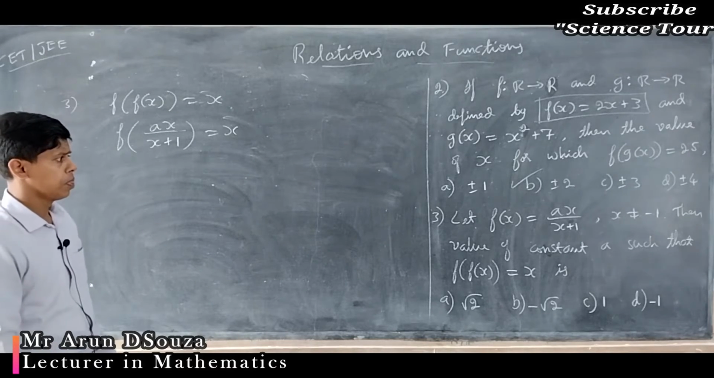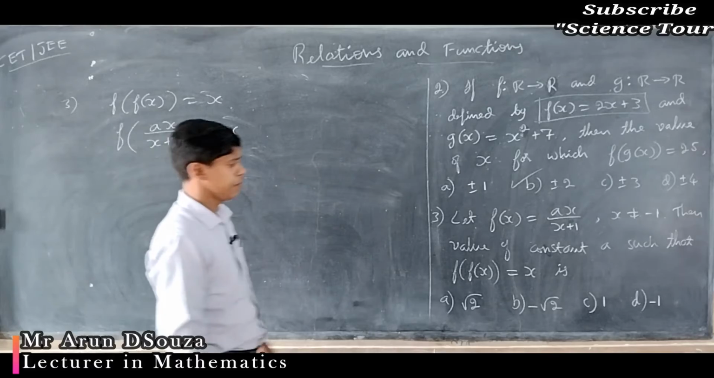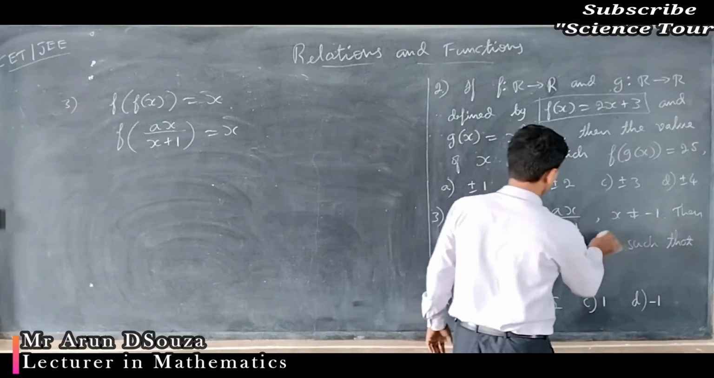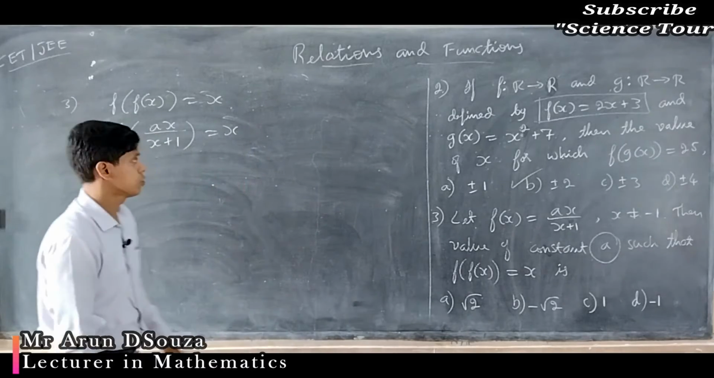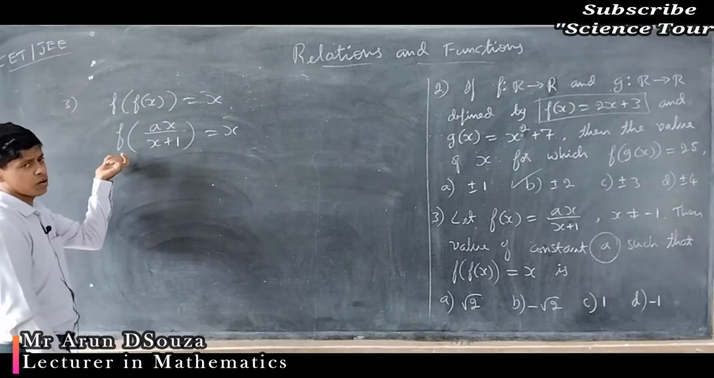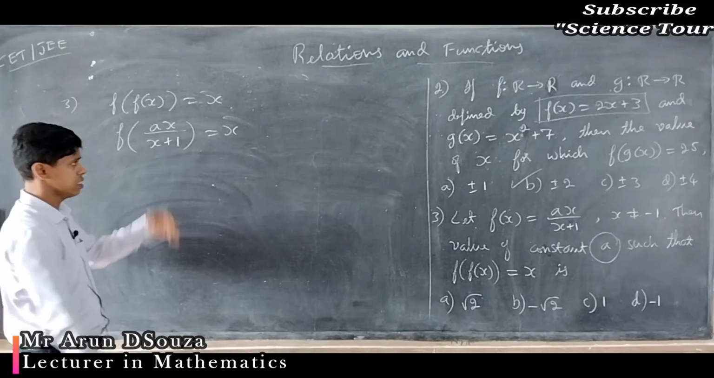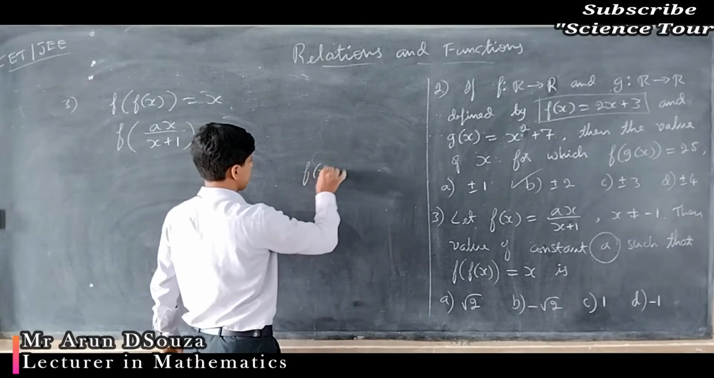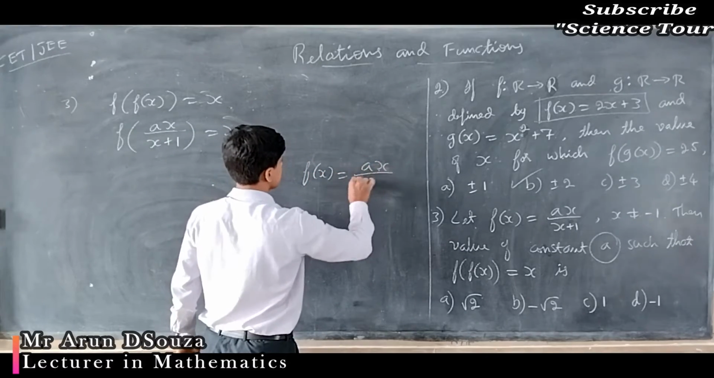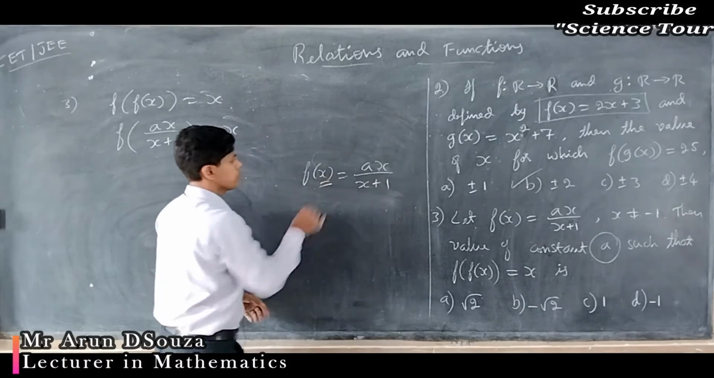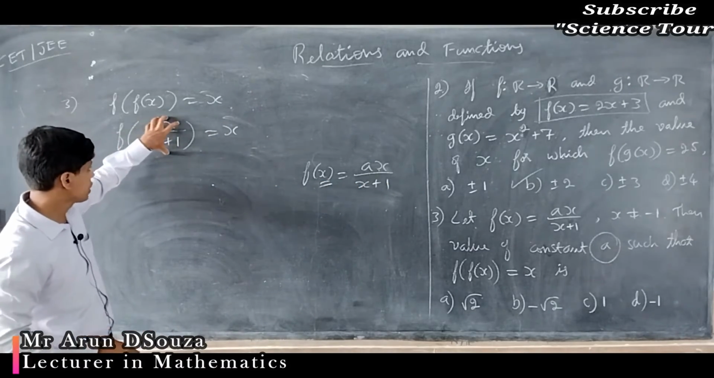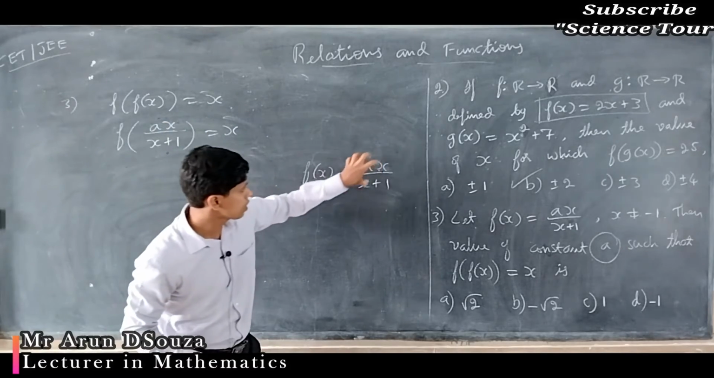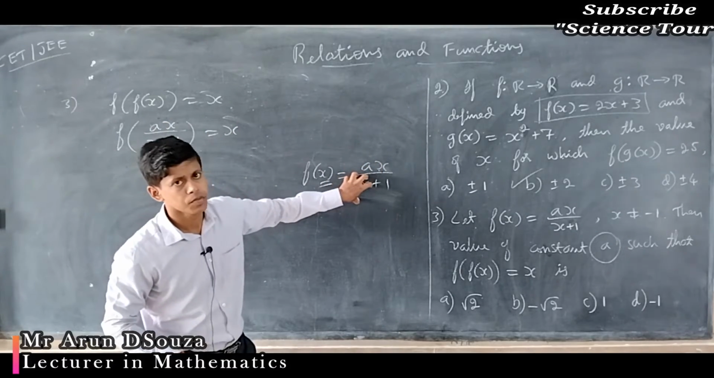Well, now what we need to find is the value of a. So the value of a is what we need to find. Now use the formula f of x again. See, what is f of x? I'll write it here. So that is ax divided by x plus 1. Now in place of x, we have got this total quantity. So that quantity must be put here as well as here, right?